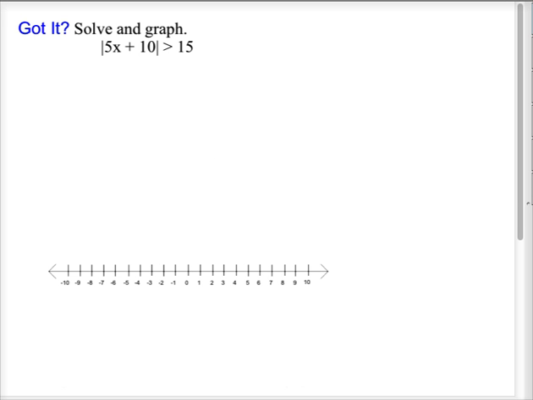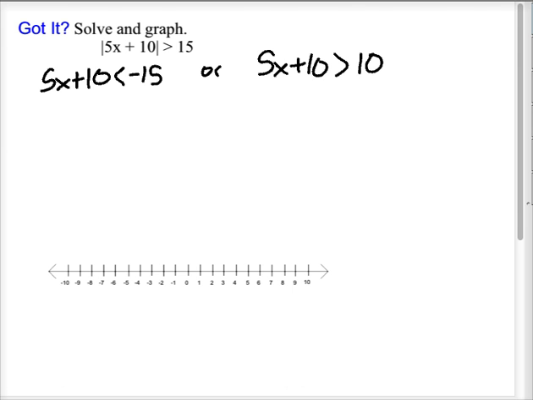All right, how about this one? Again, I noticed it's a greater than. So what that's telling me is I need to push outward. Going outward, I want to be less than the negative or greater than the positive. And I wrote that wrong. I apologize. That should be a 15. And now I just start solving both of them.